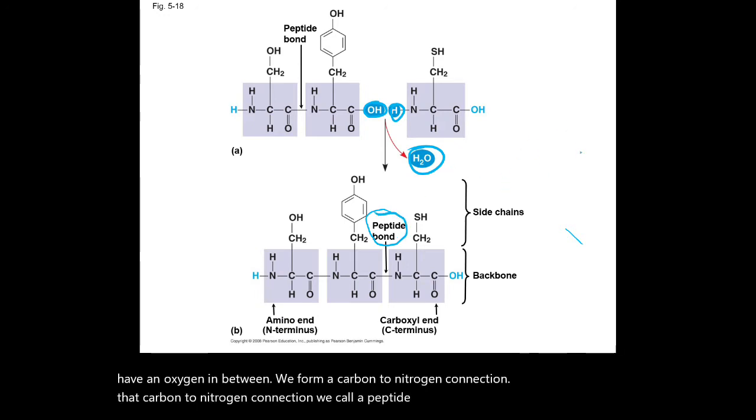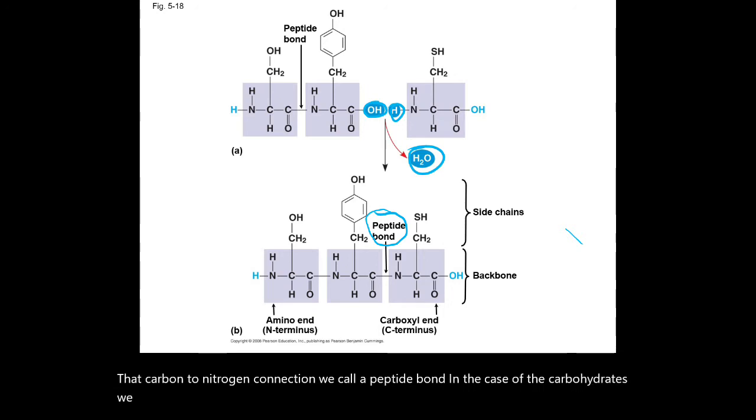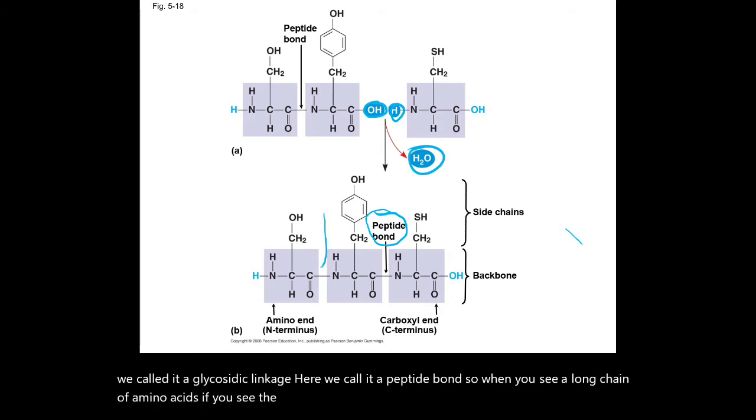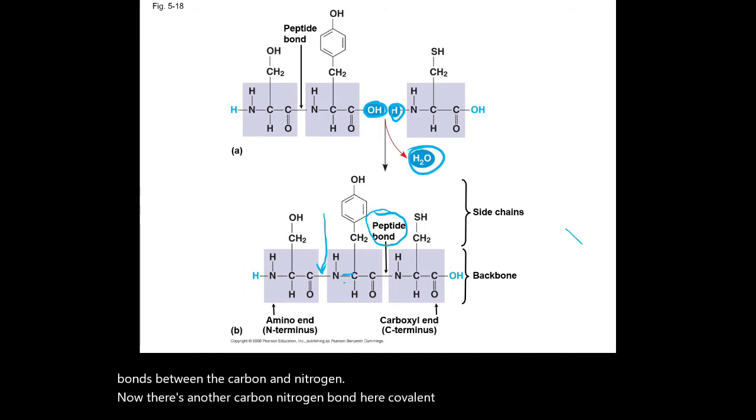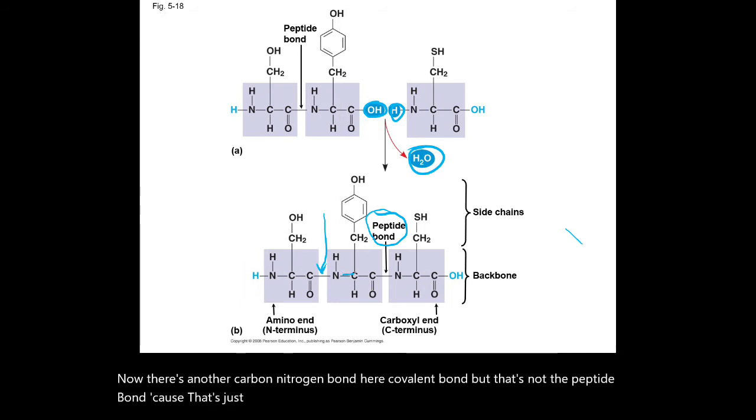In the case of the carbohydrates, we called it a glycosidic linkage. Here we call it a peptide bond. So when you see a long chain of amino acids, if you see the structure in a picture, you should be able to identify the peptide bonds between the carbon and the nitrogen. Now there's another carbon-nitrogen covalent bond here, but that's not the peptide bond because that's just the bond that holds together this amino acid, this one.